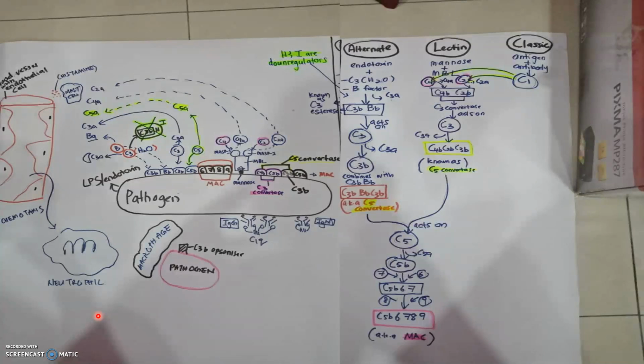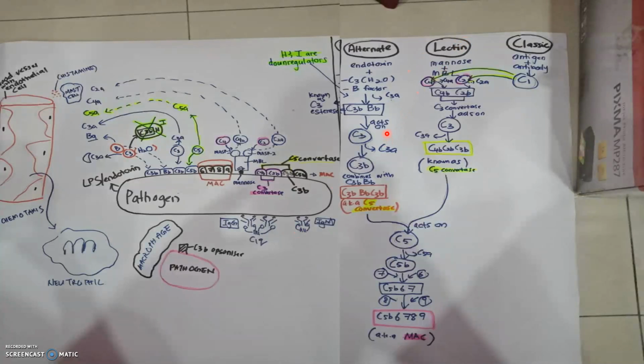So first of all, this classical pathway needs antibody to be present, which are IgG as well as IgM. As you can see here, I put here that this is IgG and IgM. When an antigen first enters the body, it does not trigger the classical pathway at all. It will only trigger the alternate as well as the lectin pathway.